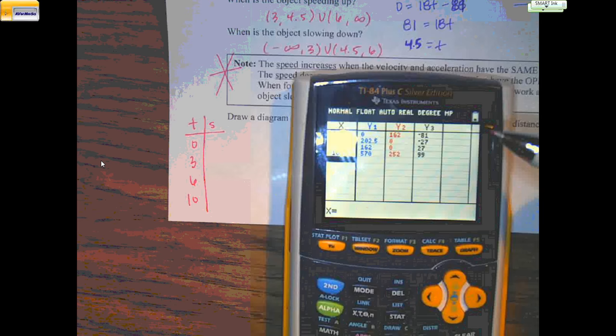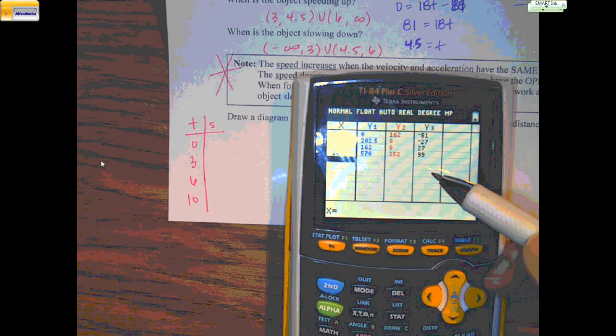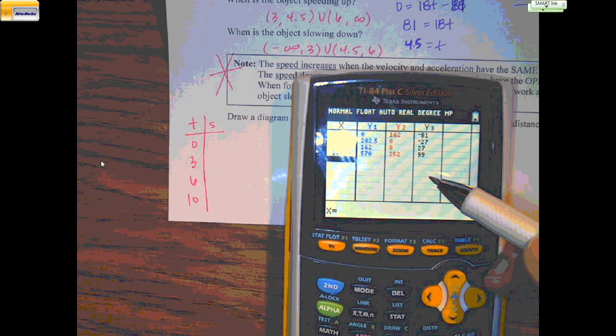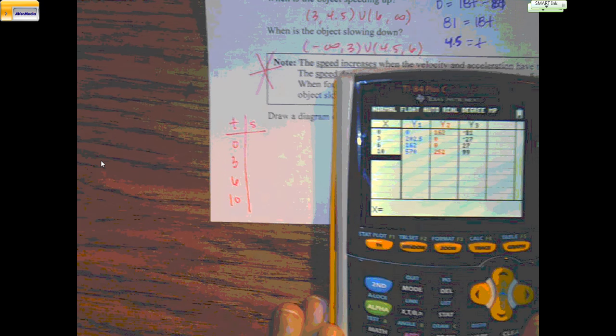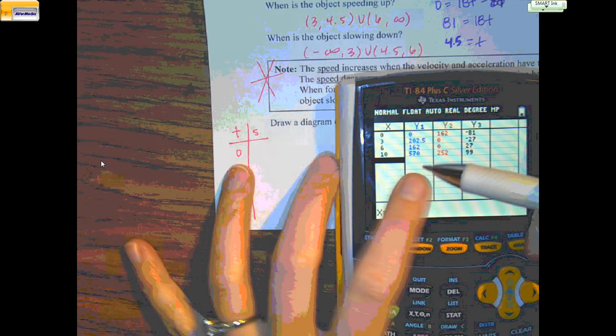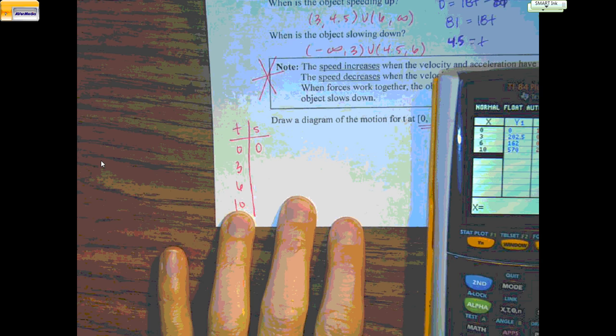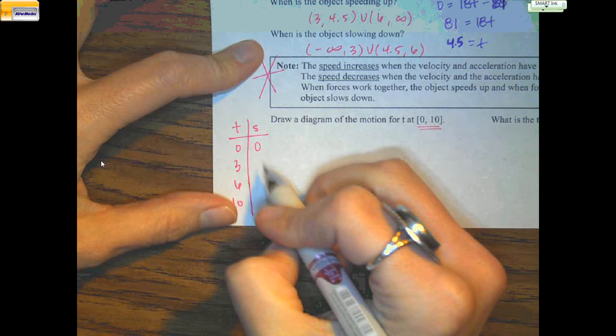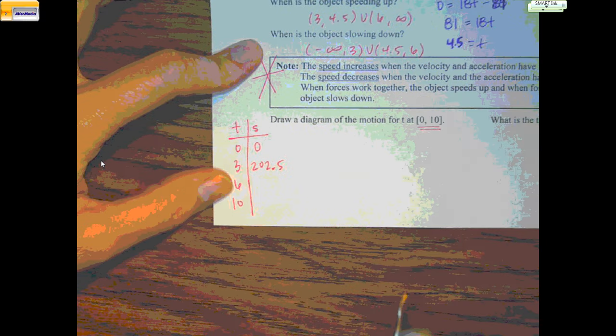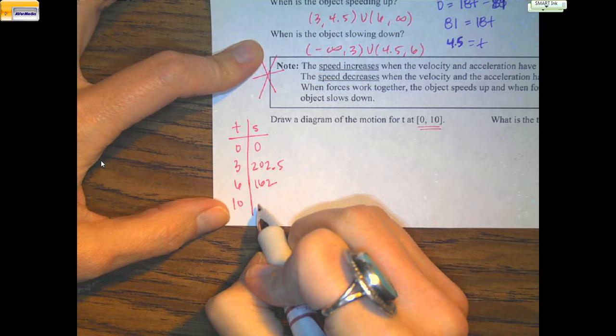Now, why do I have 3 different values for y? What's going on here? It's 3 different equations. Which one should I be looking at? The position function. The first one is the one I'm concerned with. So at time 0, it's at 0. When it's been 3 seconds, it's gone 202.5 meters, or that's where it is anyway. At 6 seconds, we're at 162 meters. And at 10 seconds, it says we're at 570.